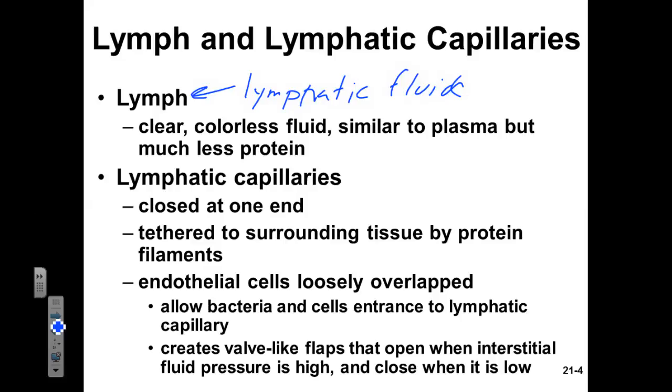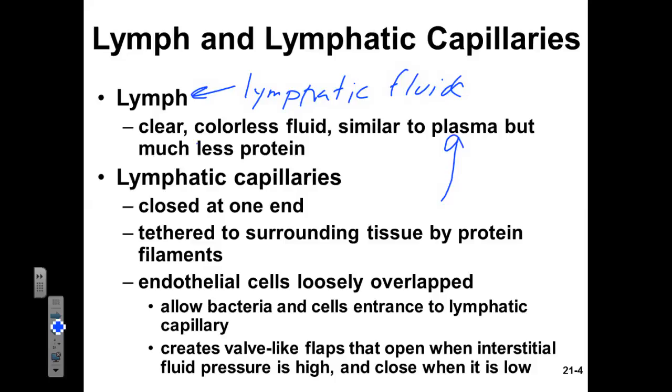Now, that lymphatic liquid, just like our interstitial fluid, is going to be clear. It's colorless. It's very, very similar to plasma. Now, when we say plasma, what liquid are we referring to? Blood plasma. Excellent. So this lymphatic fluid is almost identical to blood plasma because this lymphatic fluid is essentially interstitial fluid, which is also almost identical to blood plasma.